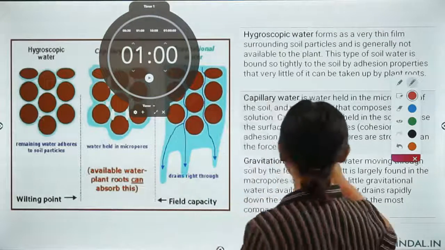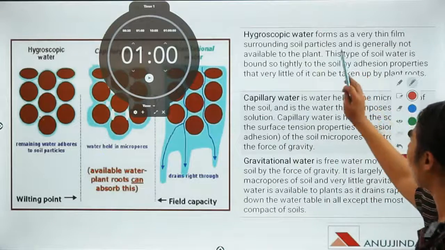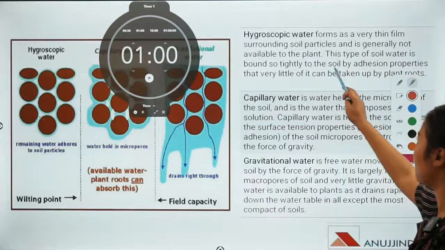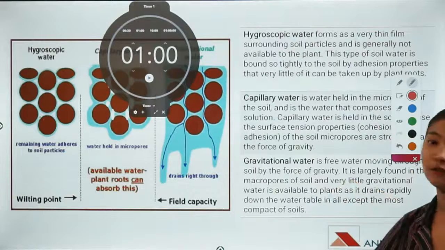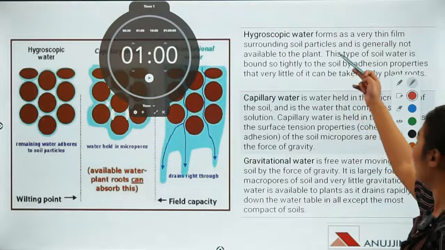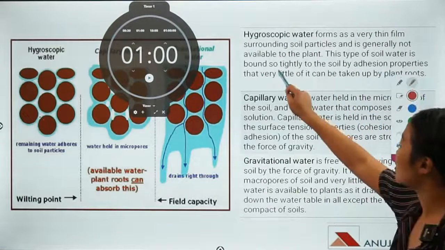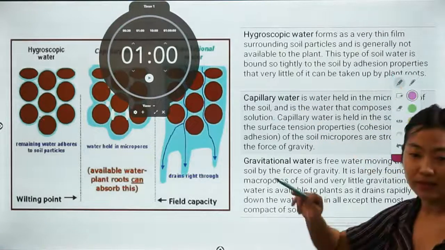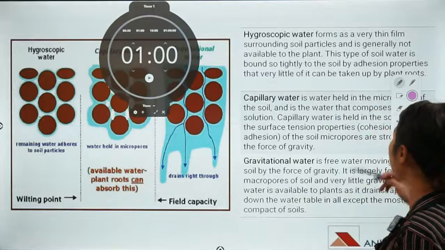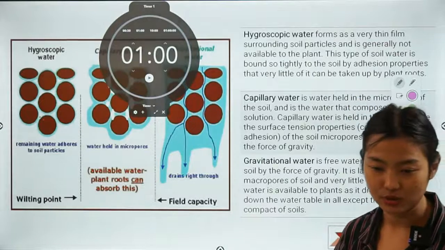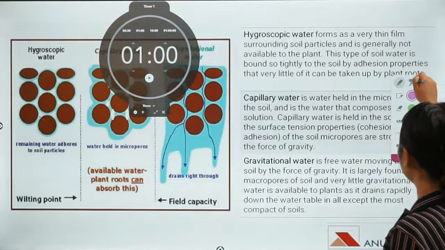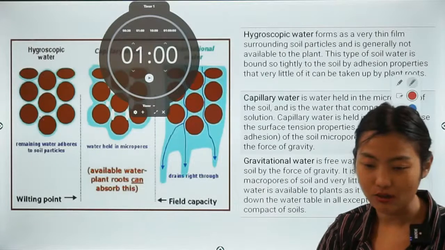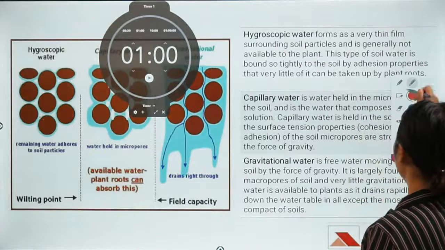Let me read it out for you. It forms a very thin film surrounding soil particles and is generally not available for the plant. This type of soil water is bound so tightly to the soil by adhesive properties that very little of it can be taken up by the plant roots. And yes, exactly, it can also be in a vapor form.